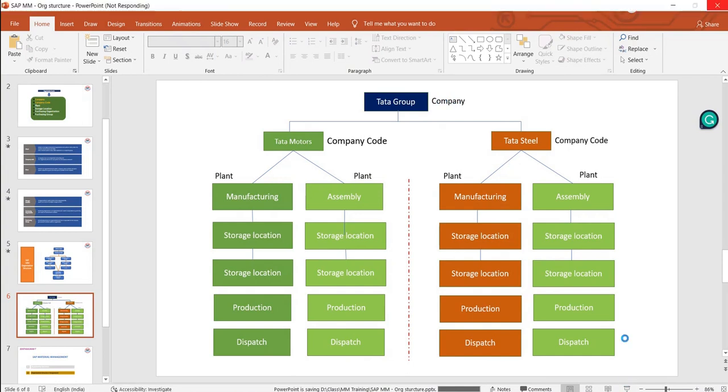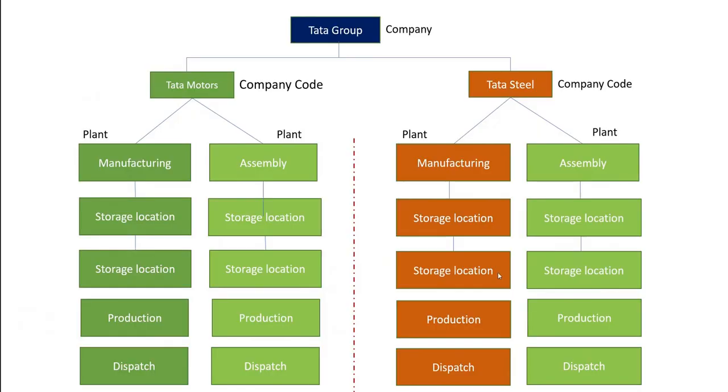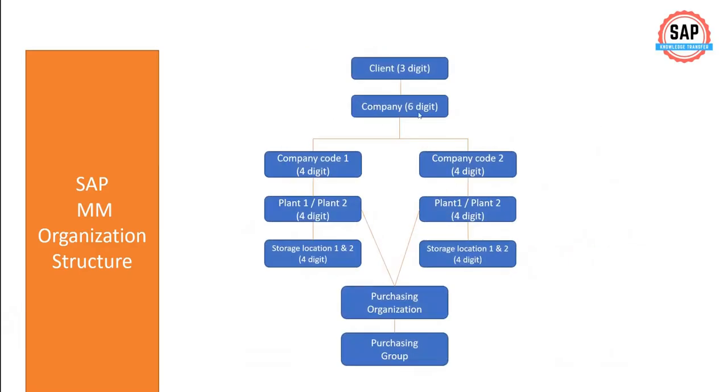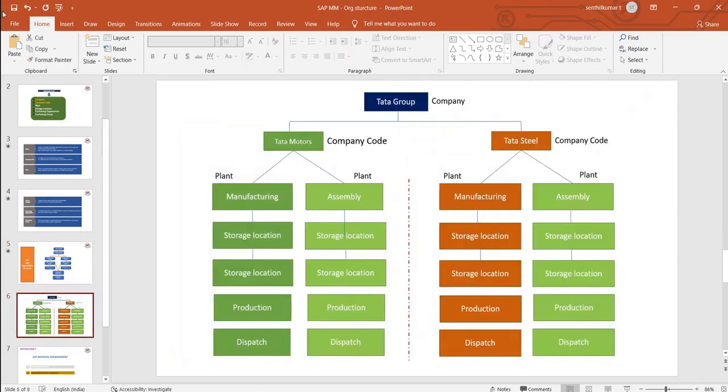So the last slide says client, and under that two companies. This is the only architecture. Then under the company code they have plant, storage location, production, and dispatch. Is this correct about the last slide, Senthil? Is there any modification needed? Okay, correct, I will make it. This is the overview of this.